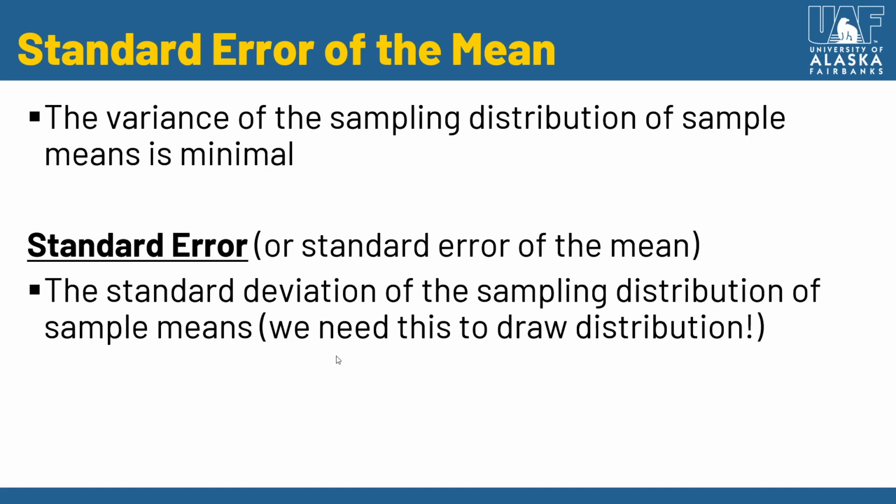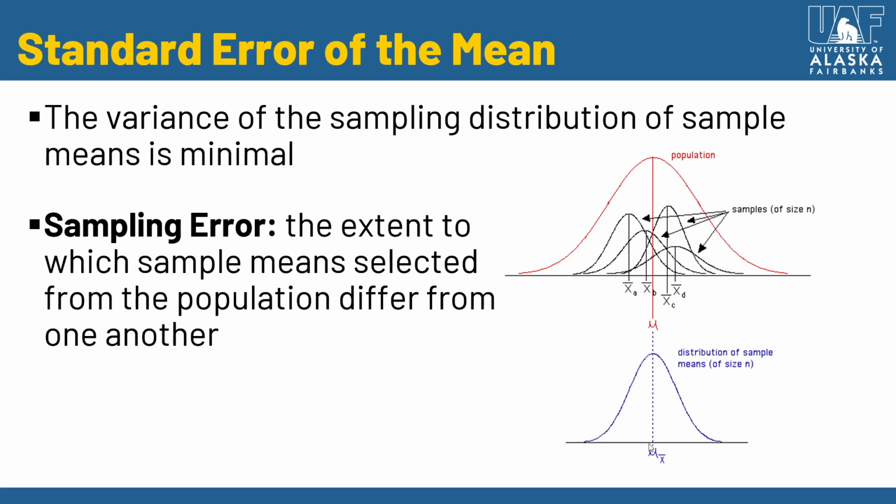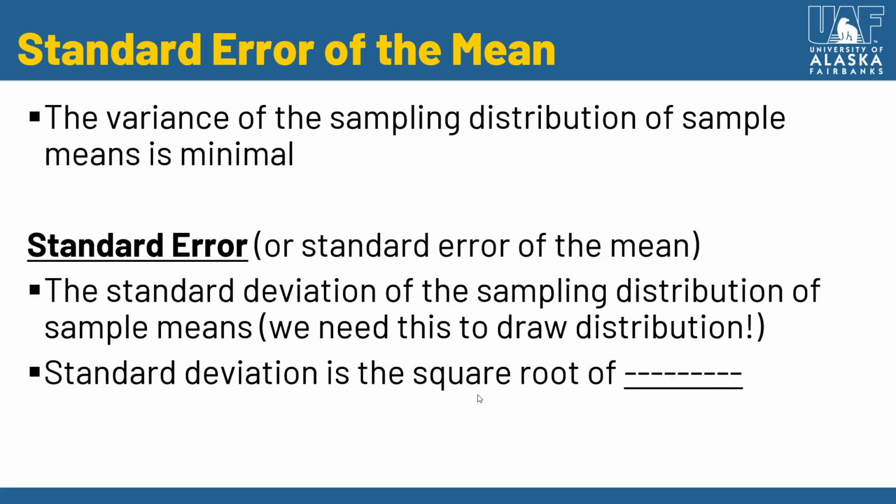And we need this if we're going to draw the sampling distribution, right? Like in this case, we have a mean, but we don't have a standard error or standard deviation written out here. So we'll need that if we want to actually draw the distribution accurately. And so a pop quiz for you from a previous module. Standard deviation is the square root of what?